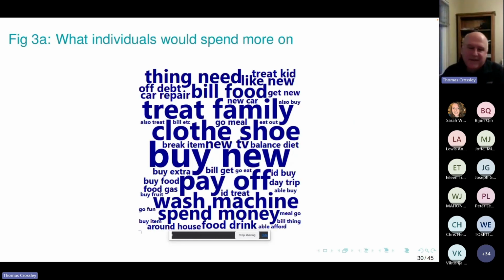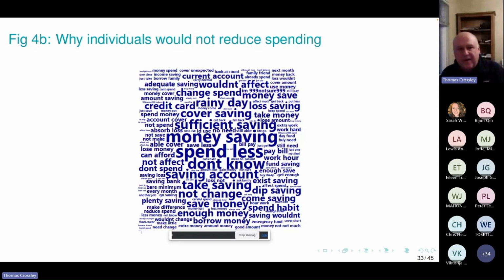These word clouds are sort of fun. They show the prevalence of different bigrams, so two-word pairs that occurred after we pre-processed the data. For example, for what individuals would spend on, you can see treat, a family, comes out as prominent, but also pay off, which is one of the things that we think is probably not spending, but rather saving. I'll skip over the other ones and look at other things.